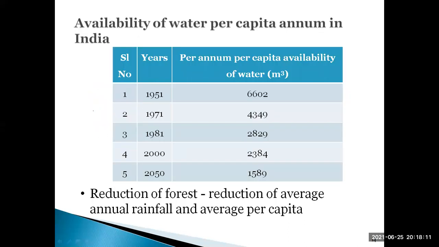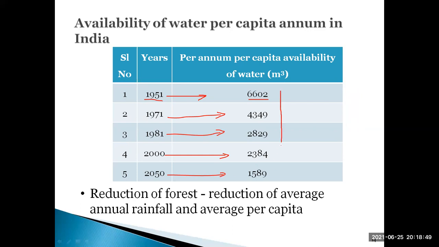In India, the estimated per capita availability in 1951 was around 6620 meter cube. In 1971 it was 4349, in 1981 it was 2829, and in 2000 it was 2384. It is estimated that for 2050 it will be 1589.